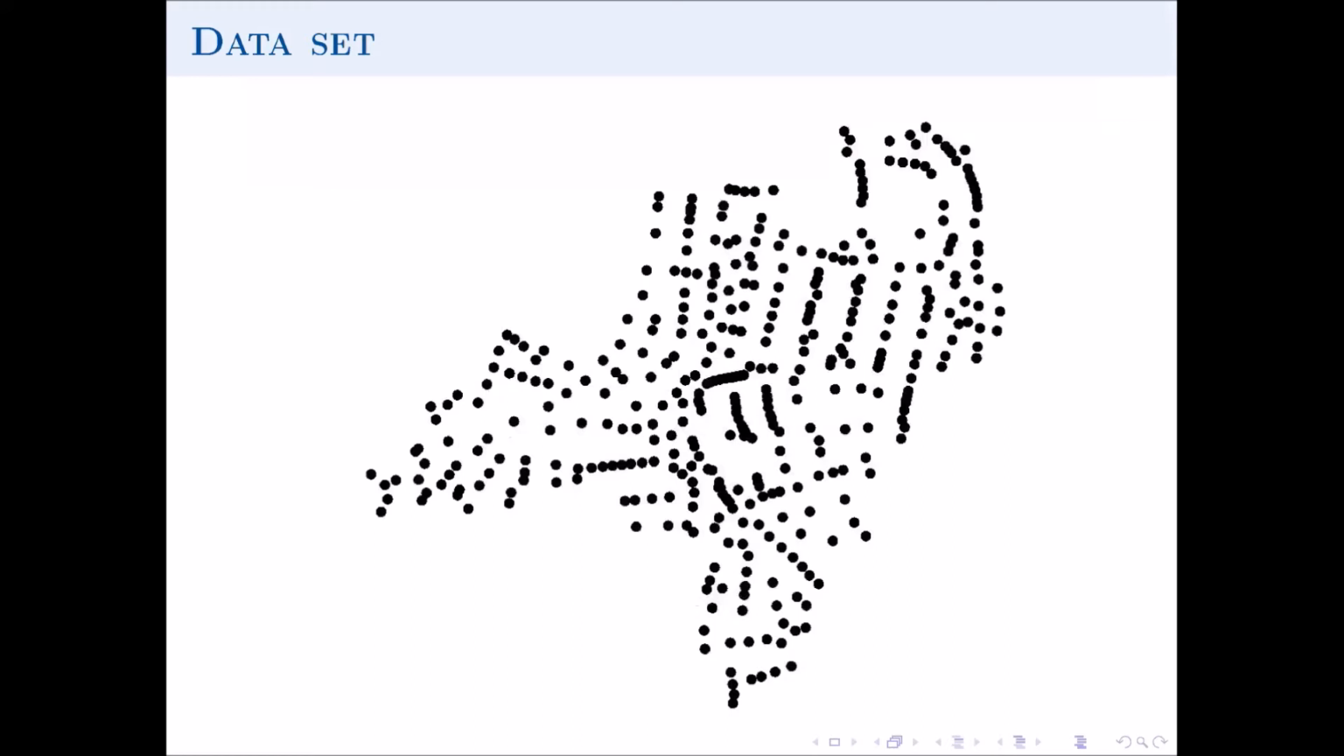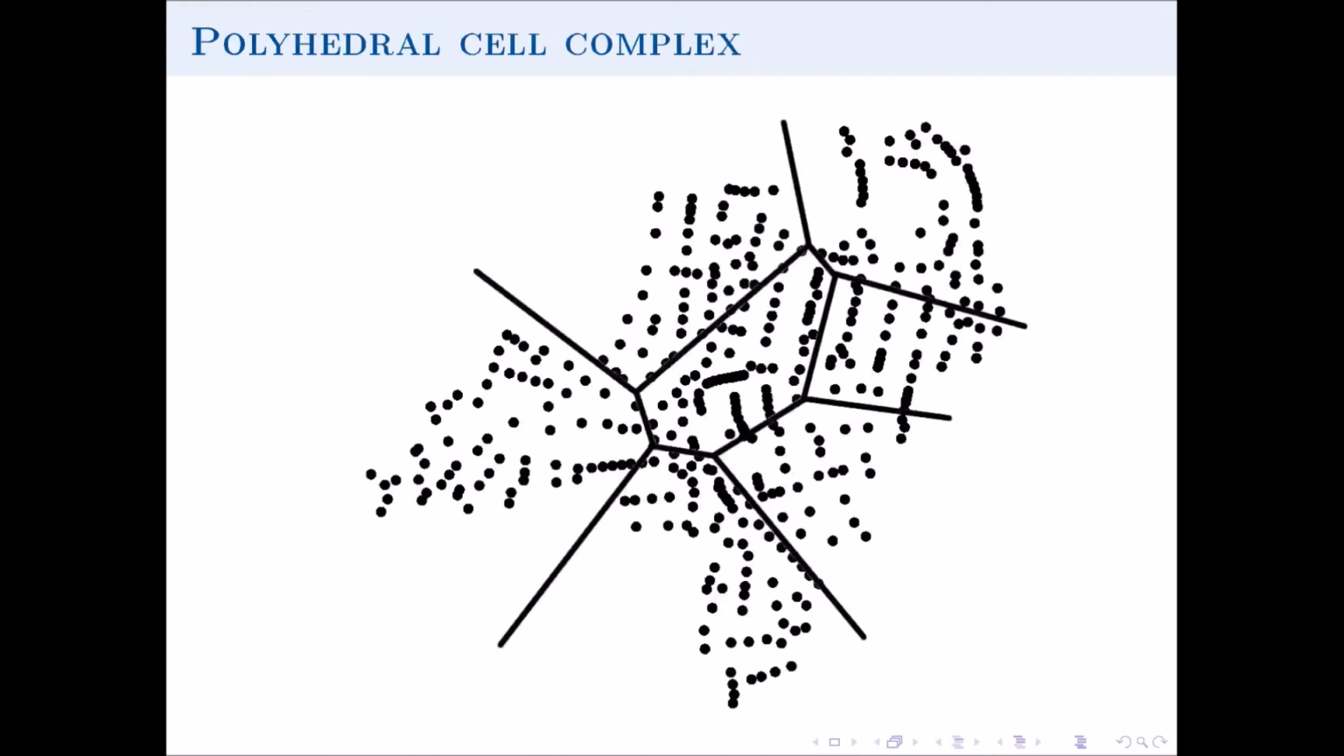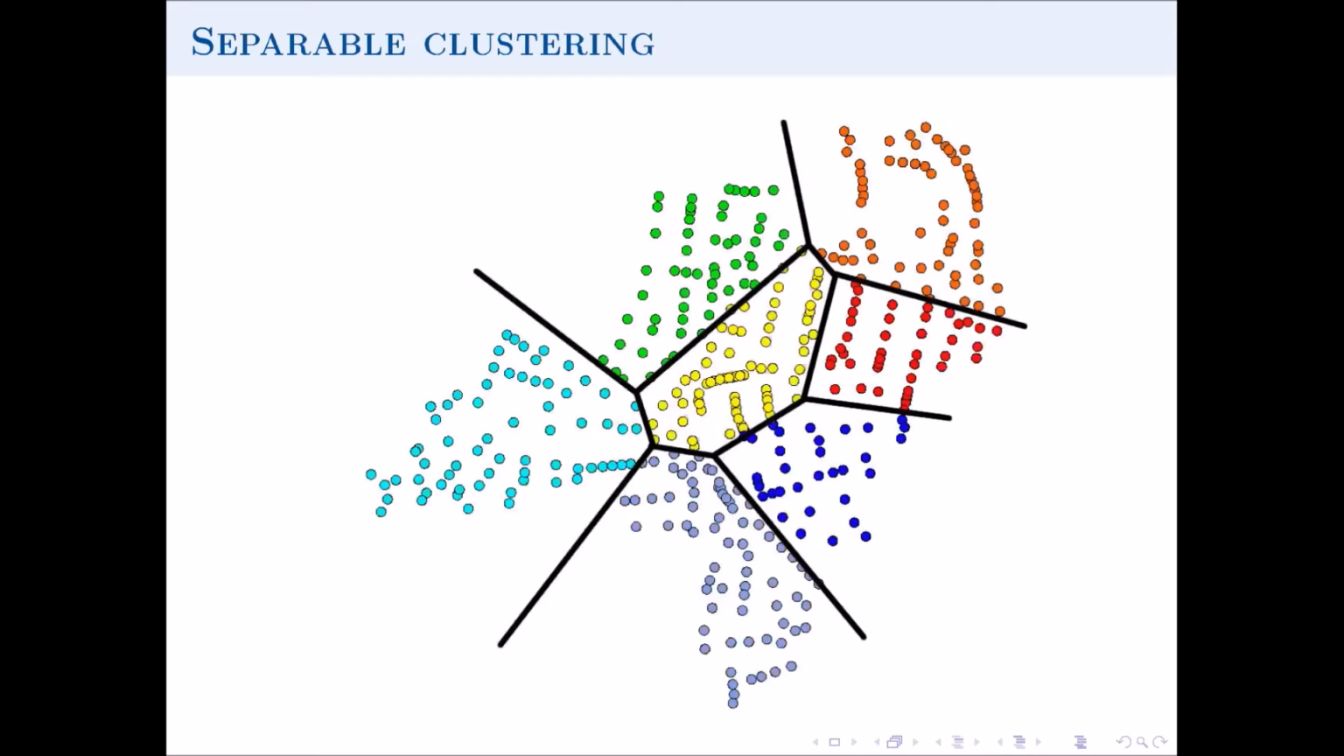So one of the fundamental tasks is to cluster, to partition a data set, an unlabeled data set like you see here. And what popular algorithms actually do is they impose a cell complex in the space of the data points, which they then use to partition the data set by the cells of that cell complex.